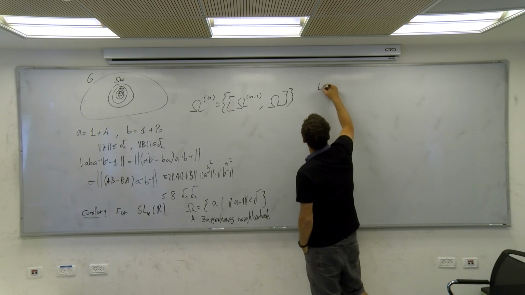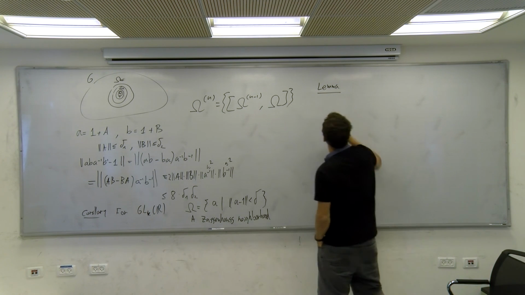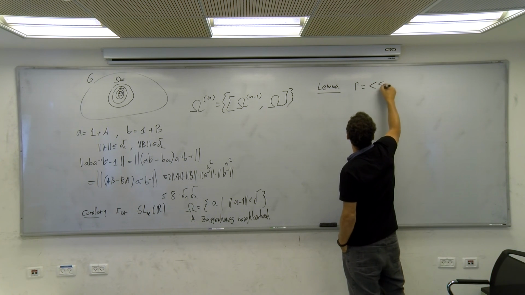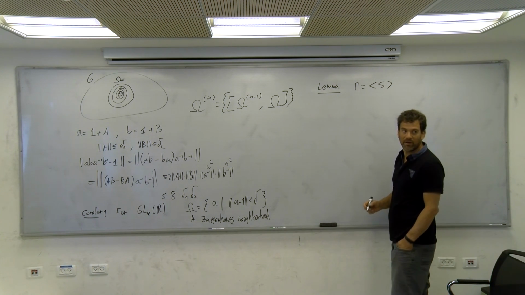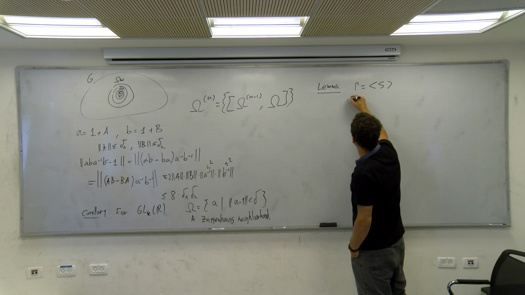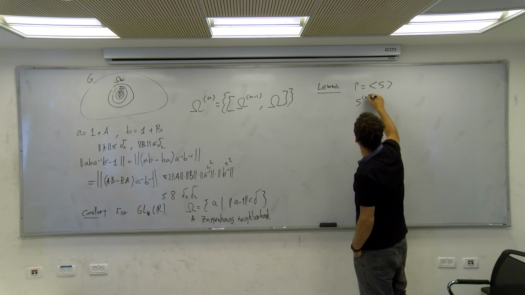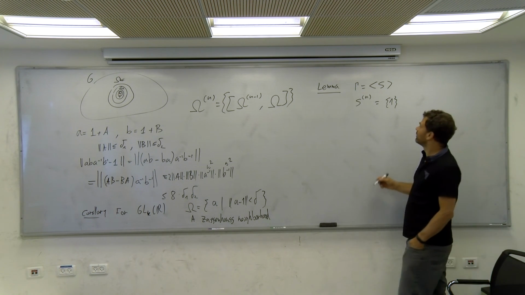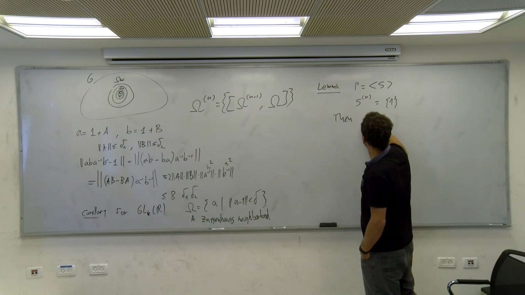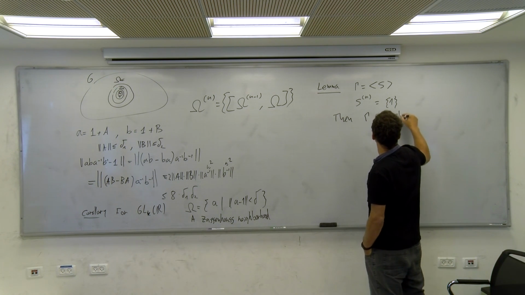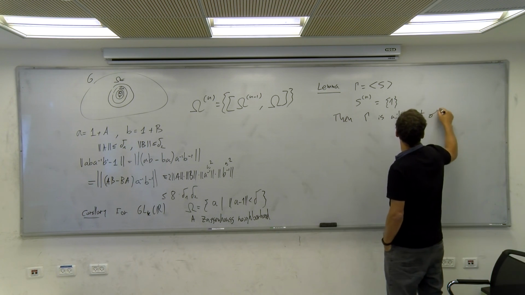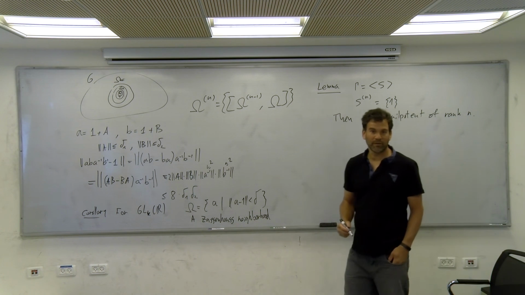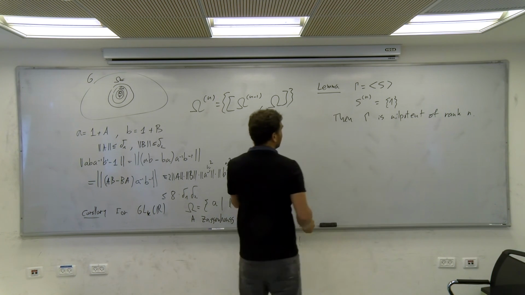So here is an exercise. I will solve it for you, but let's say it's a nice lemma. Let gamma be a group generated by a set S, and suppose for some n, S to the n is trivial. Then gamma is nilpotent of rank n. And what is the proof?